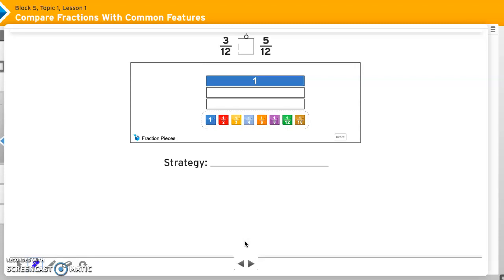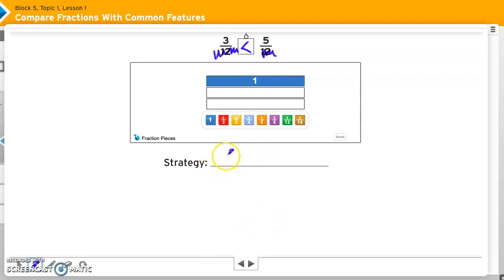We've got 3/12 and 5/12. We'll compare these fractions. They have the same denominator. Now this means that the pieces are exactly the same size. So you focus in here on the numerator. We could even get rid of the 12ths because that's the same. Is 3 larger or smaller than 5? 3 is smaller than 5.